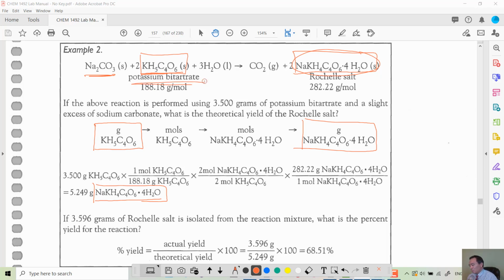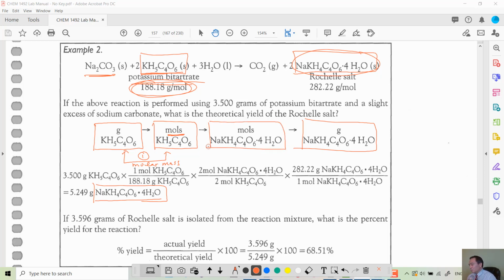Okay. First step, you convert grams to moles. And for this step 1, apparently it's the grams and mole relationship. So that's why this is the so-called molar mass. Molar mass, you calculate the formula mass. 1 mole is formula mass grams. But here it's provided to you already. Okay. Second step, you convert moles of potassium bitartrate to moles of your Rochelle salt.